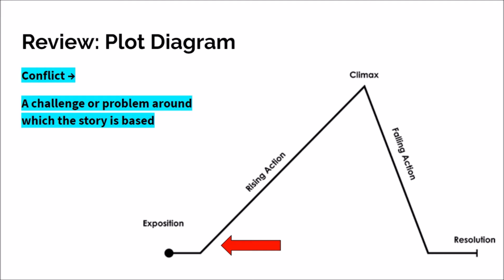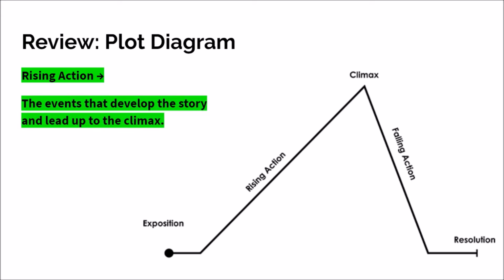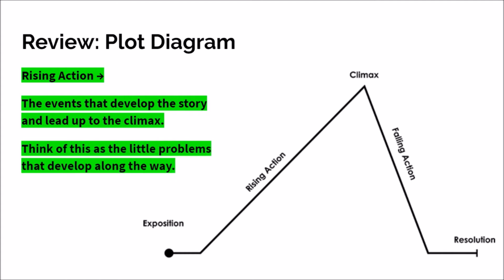Conflict is a challenge or problem around which the story is based, so the main problem of the story. Then we have rising action. The rising action is the events that develop the story and lead up to the climax, okay? And you might want to think of this as the little problems that develop along the way.